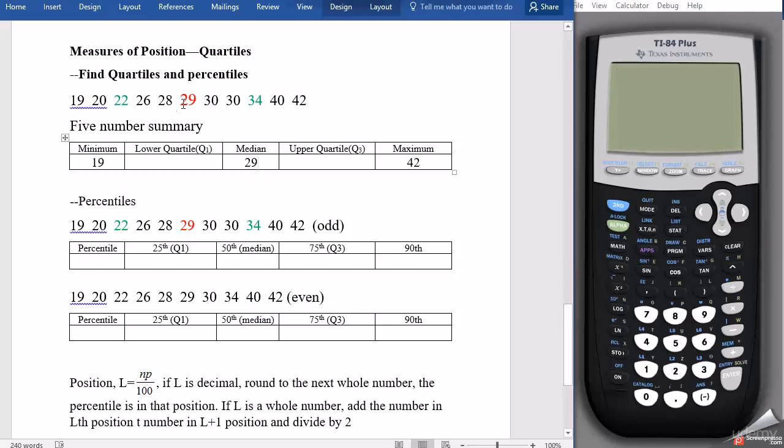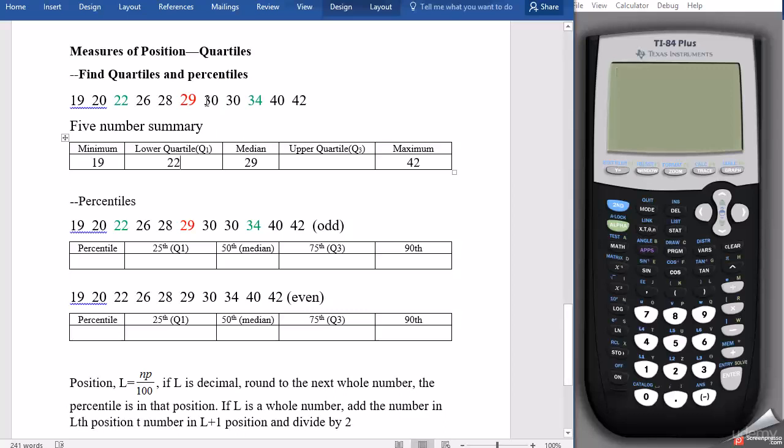So now let's go back to the median, 29. You can see that we have 5 numbers to the left and 5 numbers to the right. Of the 5 numbers to the left, we still have a middle number. You can see it's a 22. So that 22, the median of the lower half, is what we call the lower quartile. So I'm going to write 22 right here. That's the lower quartile, or what we call Q1.